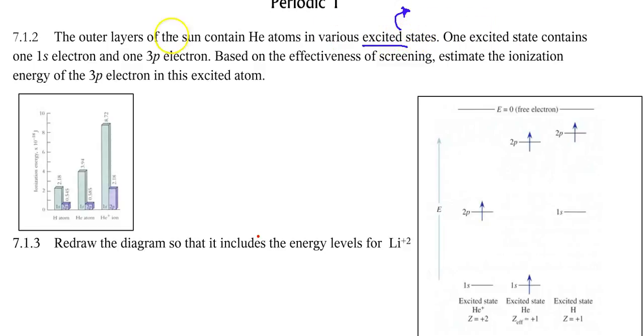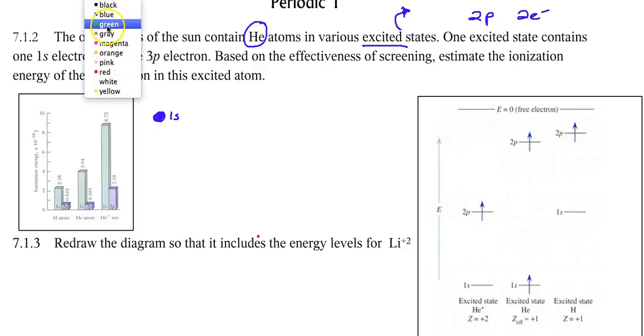In any case, we've got a helium atom. We know that helium has 2 protons and 2 electrons. And we're saying that 1 is in the 1s orbital. The 1s orbital is a very small orbital that surrounds the nucleus. That's the 1s. And then let's make the other a 3p.